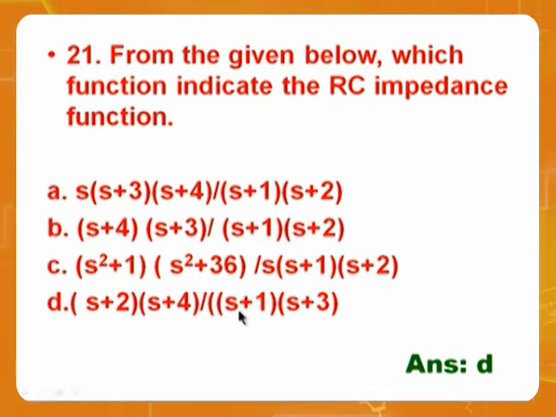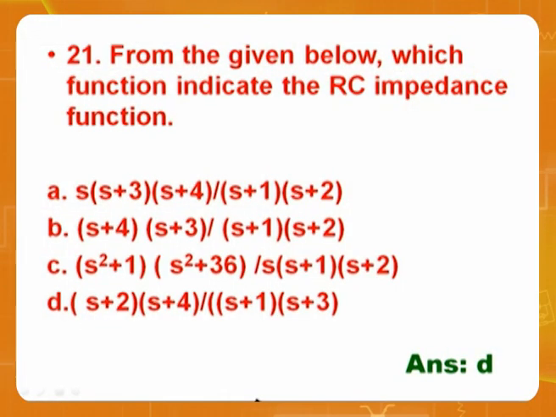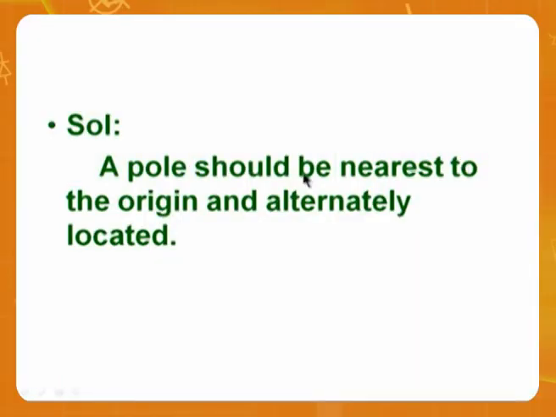Whereas here, look at D. Pole came first, then zero, then pole, then zero. So nearest to the origin is a pole, and they're alternating here. Therefore, the option to this question is D. D is the option because a pole should be nearest to the origin and alternatively located. So the possibility is D.